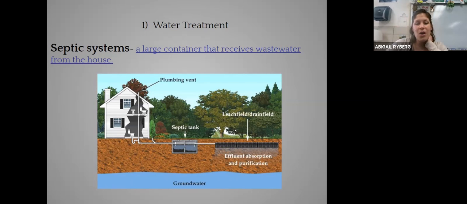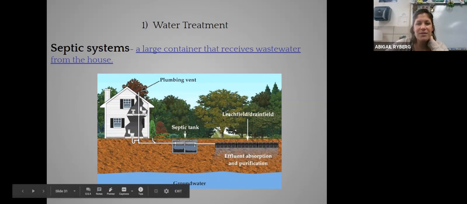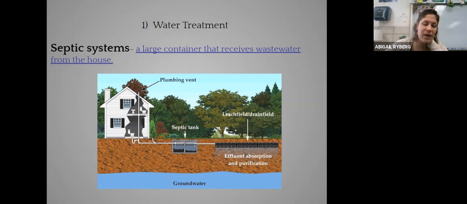So septic systems are a large container that receives the wastewater from the house and processes it. If you look at the image here, you can see all the wastewater from the house gets dumped into this tank. This tank is something that you would pay, I don't know, a number of thousands of dollars to have installed in your yard somewhere surrounding your house. It gets buried, and the septic tank is full of good bacteria that break down all of that waste. So that's how it functions, by good bacteria.